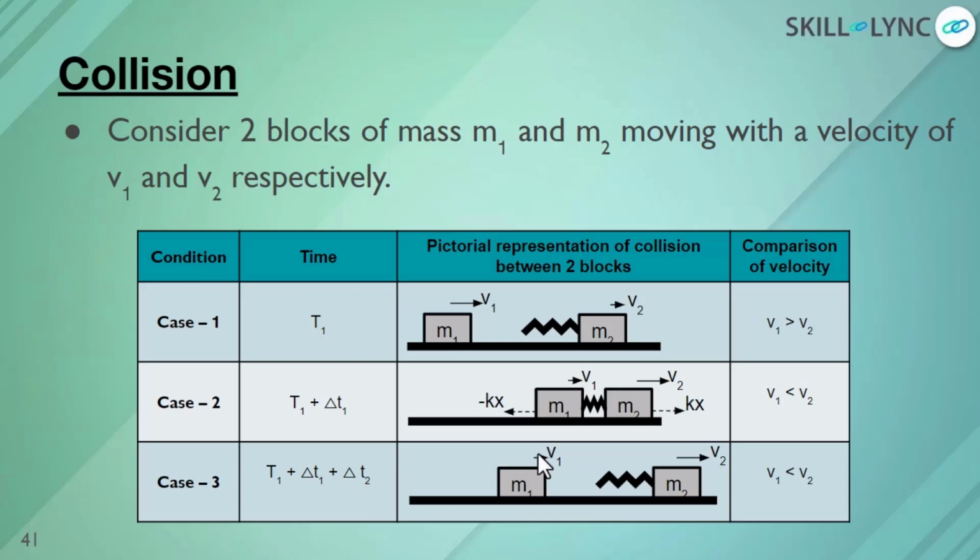This must have happened in case 2. But what happened in case 3? When the velocity of the first object decreased, the mass was detached from the spring, and now the second object is moving with velocity 2, and the velocity 1, which is much lower than velocity 2, causes the first object to get detached from the spring and stay apart from object 2.